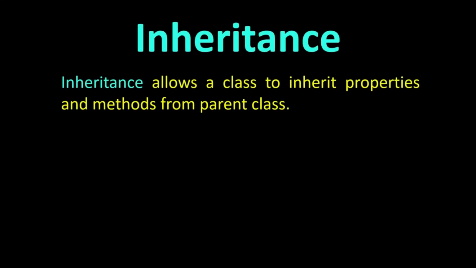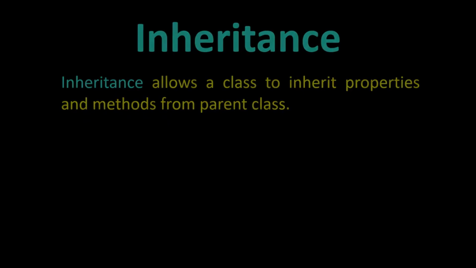Inheritance allows a class to inherit properties and methods from a parent class. We implement inheritance using the extends keyword. Just now we have seen its demonstration in the previous abstract class example. Let's create one more subclass, cat, for the parent class animal.